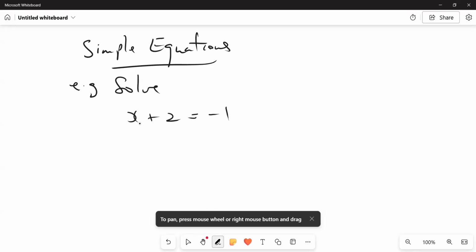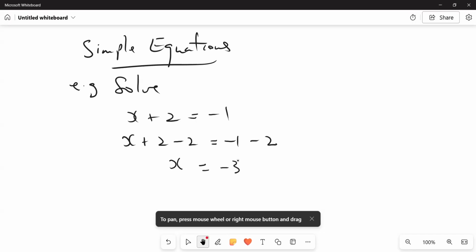So you want to get x. So you want to get this 2 out of here. What you could do is subtract 2 from both sides. Remember, you can't do it to one side and not the other. So this 2 minus 2 becomes 0, and you're left with x alone. x then is equal to minus 3. And you finish there.